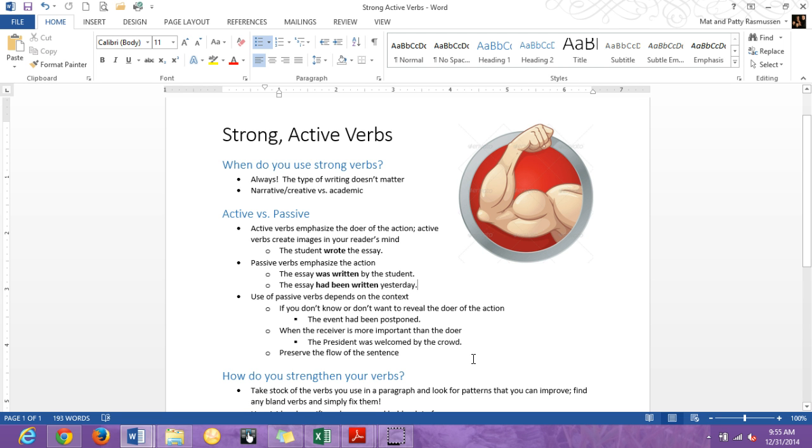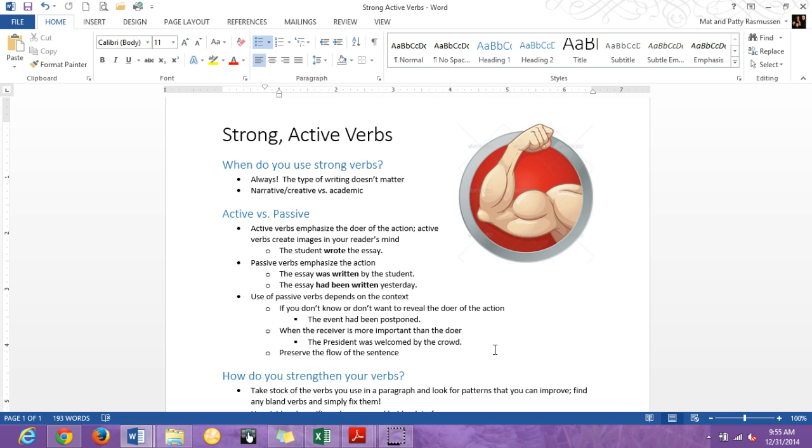Sometimes the receiver of the action is more important than the doer. So the president was welcomed by the crowd. The active version of this would be the crowd welcomed the president. So what's more important? Is your focus the president or is your focus the crowd?